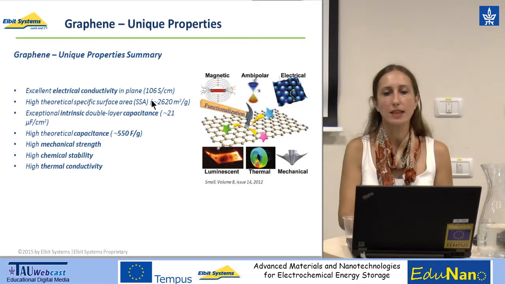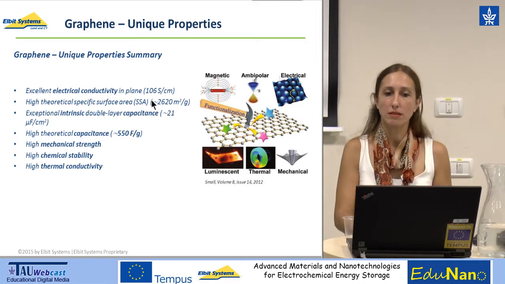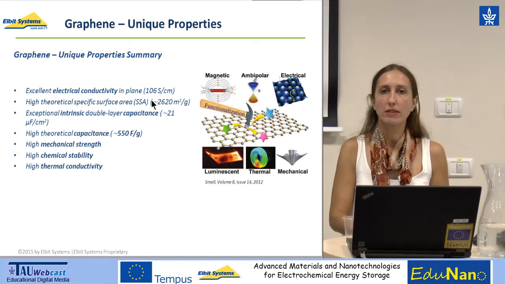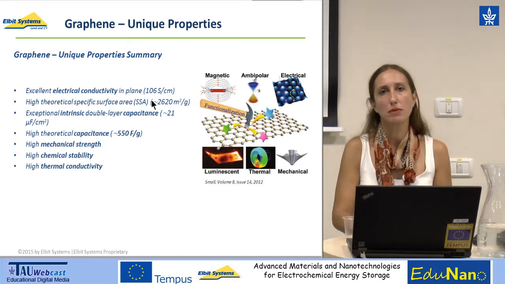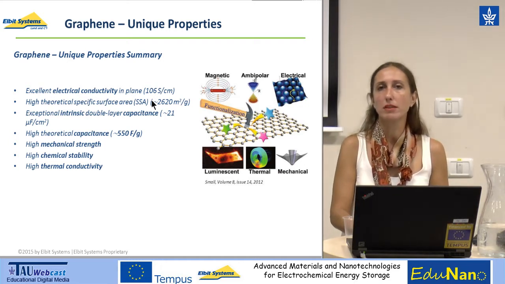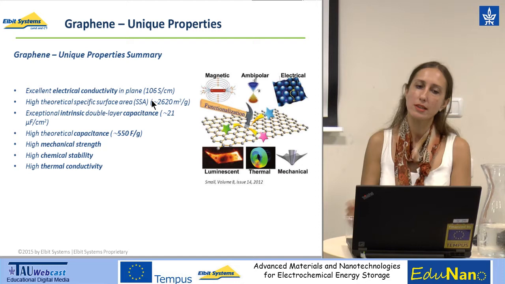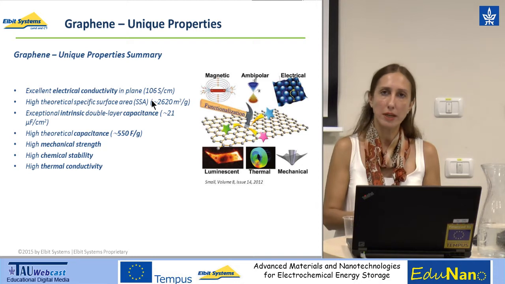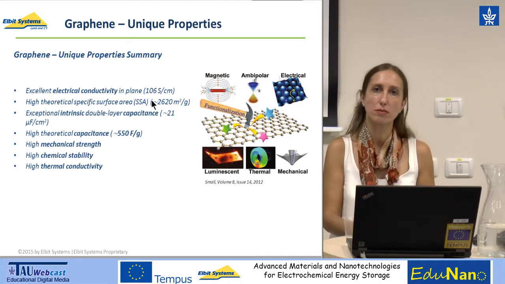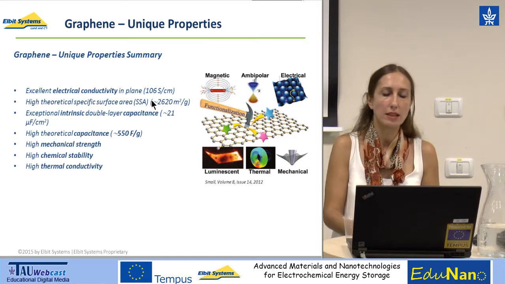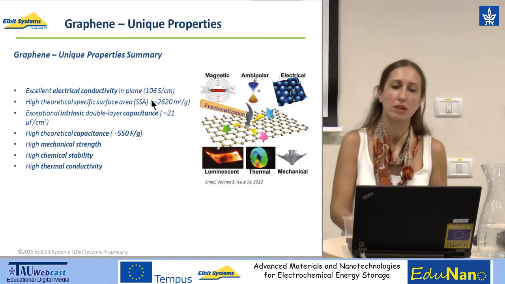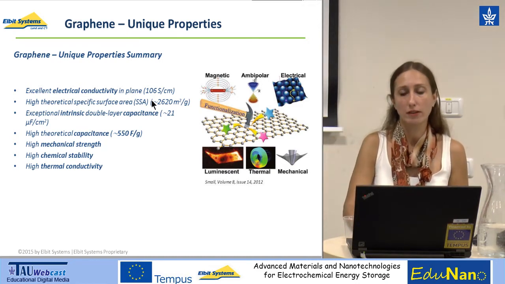As you can remember, for activated carbons, the surface area ranges from 700 square meters per gram up to 2,000 square meters per gram. So graphene has an even higher surface area, 2,600 square meters per gram. And if we compare graphene surface area with carbon nanotube surface area, it is higher by a factor of 5, because carbon nanotubes, as you might recall, exhibit 400, 500 square meters per gram.